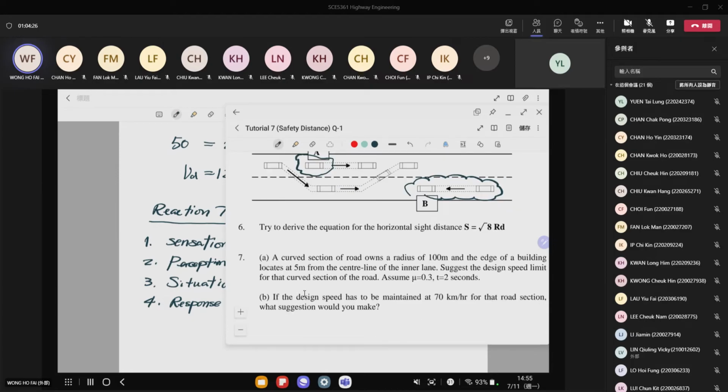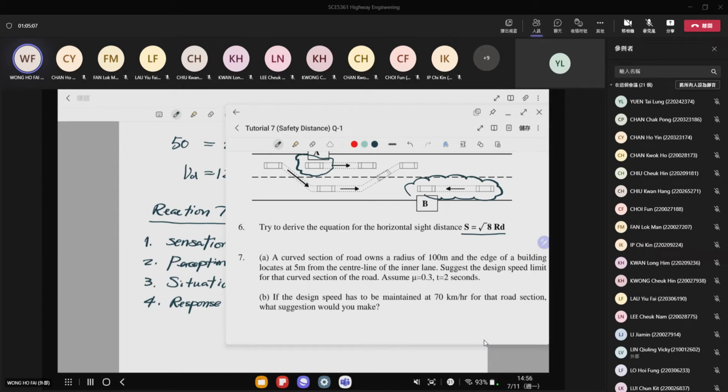And then last one, we have derived the horizontal sight distance about the road. Actually, when there is an obstacle, you need to see around a horizontal curve. And then we have derived S is equal to the square root of 8 R times D, where R is the radius from the center of the road to the center of the inner lane. Well, D is the distance between the obstruction and the center of the lane.